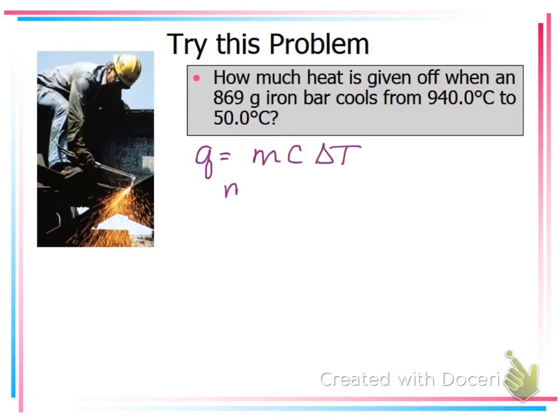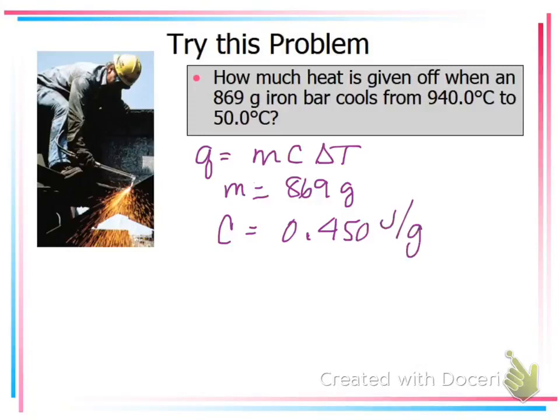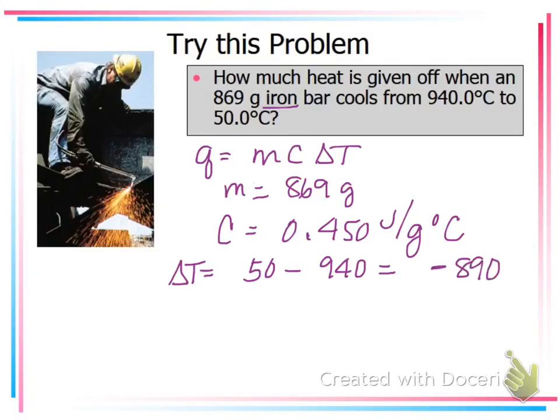It gave us our mass, which is 869 grams. I will be giving you the specific heat value unless I'm asking you to solve for it. I'm not asking you to solve for it here, so I'm going to tell you that it's 0.45 joules per gram degree C, and that is for iron specifically. And then delta T, final minus initial, is 50 minus 940, which equals negative 890 degrees Celsius.